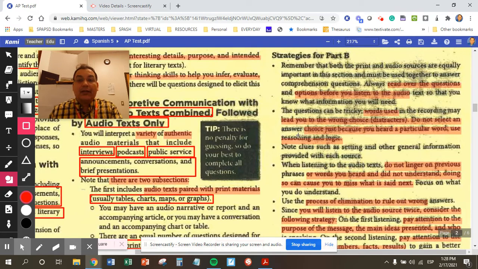Use reasoning and logic. Remember when we were watching the series and sometimes I said, look at this sentence structure. Does this sentence say anything about this other thing? No, but that's exactly what they meant, right? So those kinds of things you need to understand. Okay, moving on. Note clues such as setting and other general information. Find clues, setting and other general information.